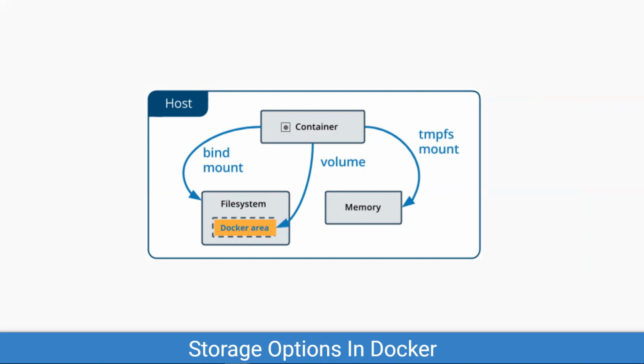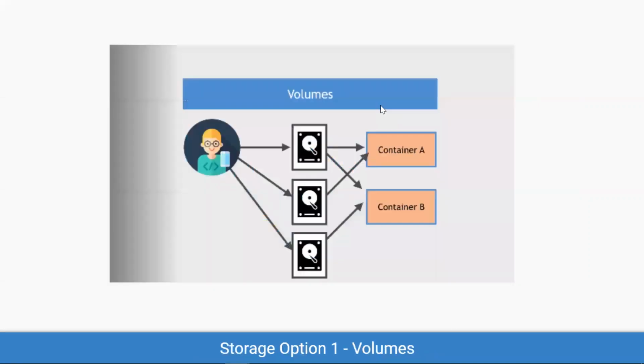Now, let us look at them one by one. First of all, we'll see volumes. Volumes are the preferred mechanism for persisting data generated by and used by Docker containers. While bind mounts are dependent on the directory structure of the host machine, volumes are completely managed by Docker. Volumes have several advantages over bind mounts. Volumes are easier to back up or migrate than bind mounts. You can manage volumes using the Docker CLI commands or the Docker API. Volumes work on both Linux and Windows containers. Volumes can be more safely shared amongst multiple containers.